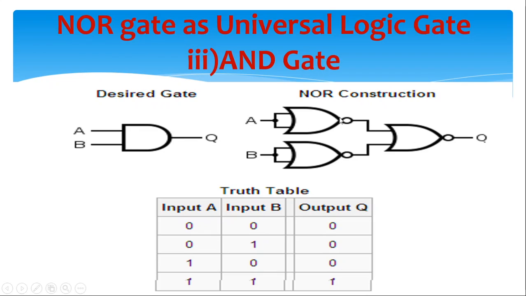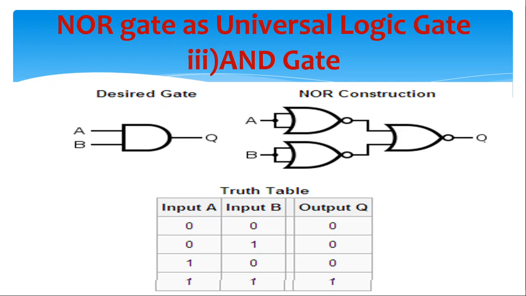Then the outputs of these two NOR gates are given to the inputs of the third NOR gate. The third NOR gate will perform ORing of the complemented inputs first and then inverse the result. This provides the final output as the logical AND function.